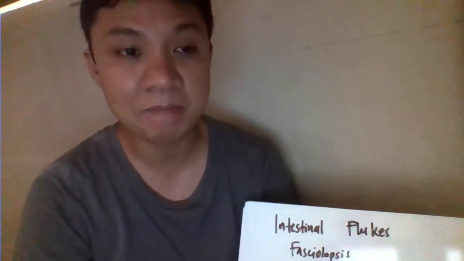Okay, a correction to the last discussion: the genus Fasciola, Opisthorchis, and Clonorchis actually belong to your liver and bile flukes. Actually, they are not blood flukes. I'll kindly make a correction for that.